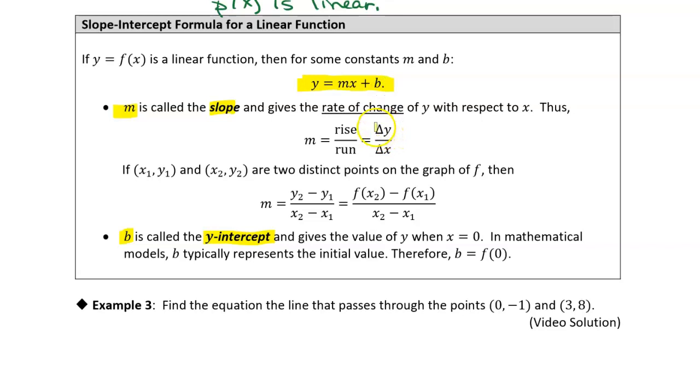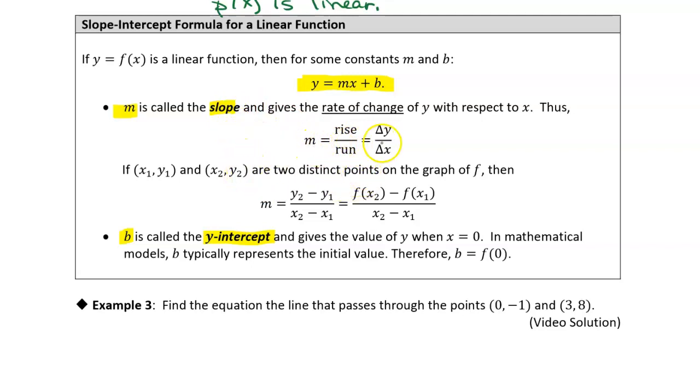So you may have heard that before. If you haven't, that's okay. But like I said, if you have the slope and you have the y-intercept, it's really easy to come up with the formula for the line that has those properties.